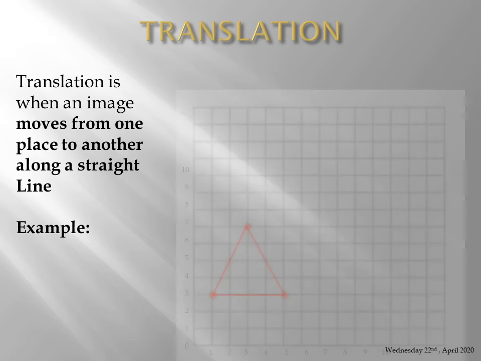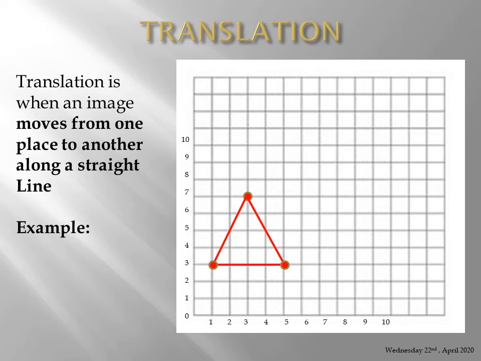So we'll have an example now. I have a grid and I have a triangle in the grid. Now this triangle has coordinates. Remember we did coordinates? Coordinates 1, 3, 5, 3, and 3, 7. I know you know what I mean by that. Now, the shape is going to move, and then we're going to see where the shape has moved to.